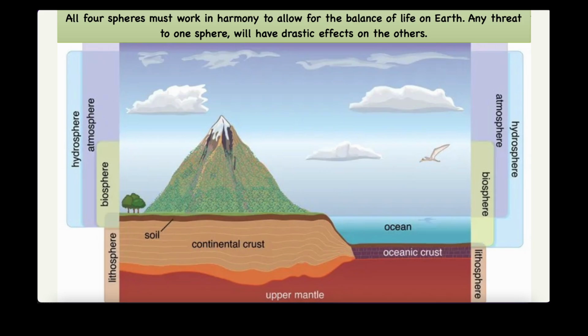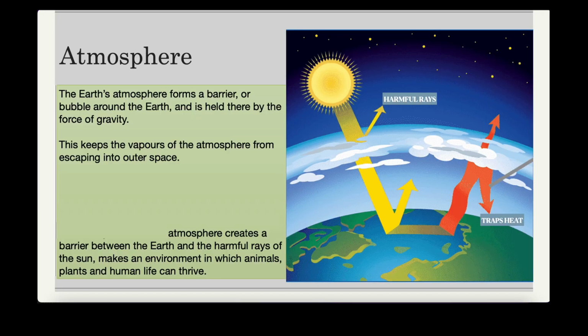So what do we understand by the spheres? We see that all the four spheres must work in harmony to allow for the balance of life on earth. Any threat to even one sphere will have a drastic effect on the others. Next, let's see a little bit in detail about all the four spheres that we learned.